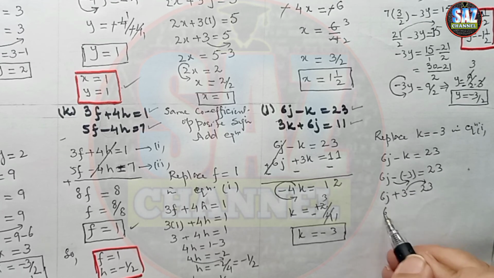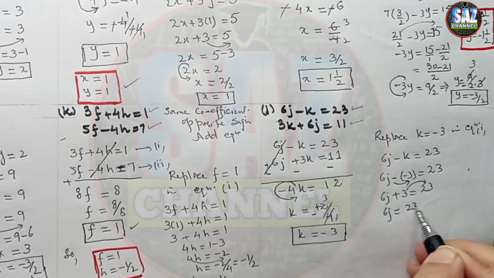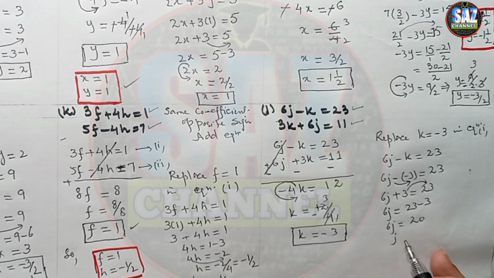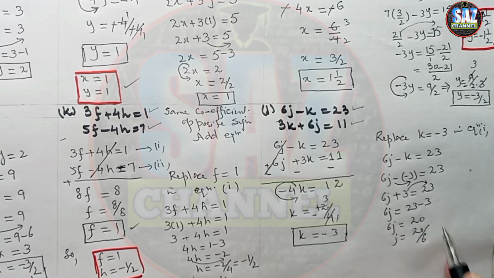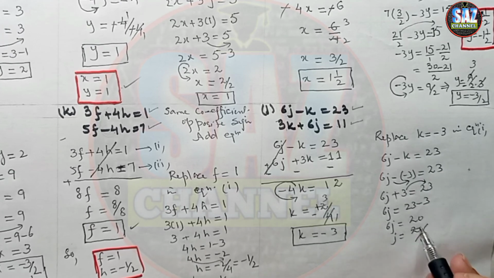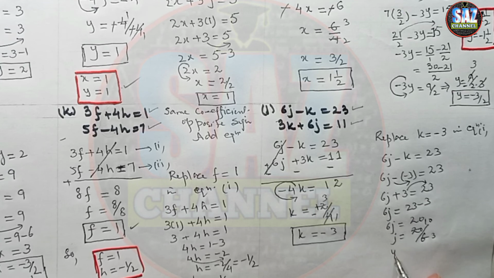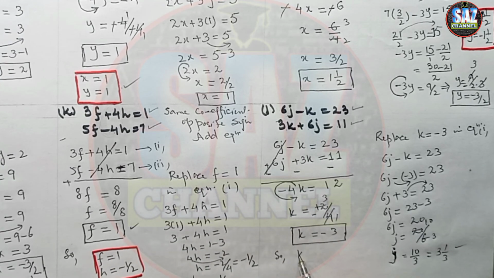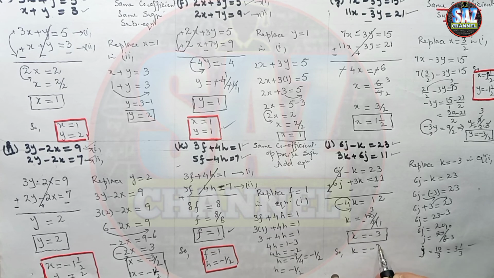Shift 3 to the other side. 6j equals 23 minus 3. 6j equals 20 and j equals 20 by 6, and 20 by 6 will give me 2 tens and 2 threes. j equals 10 by 3 or 3 whole 1 by 3. This is the answer. So the values of k and j are k equals minus 3 and j equals 3 whole 1 by 3.